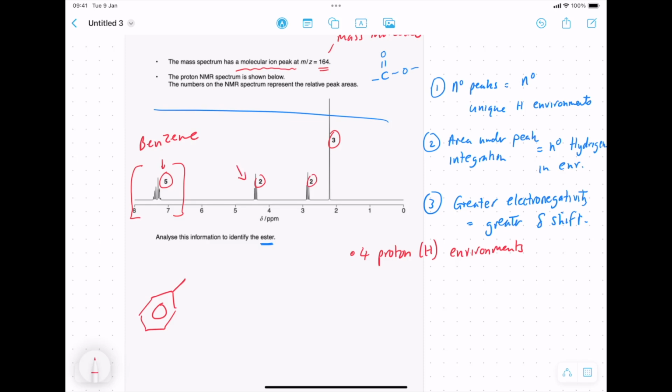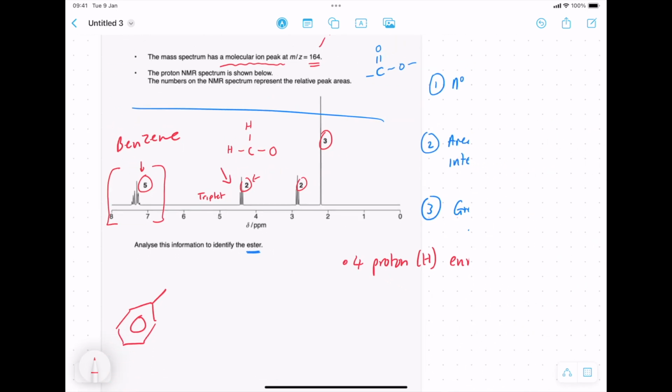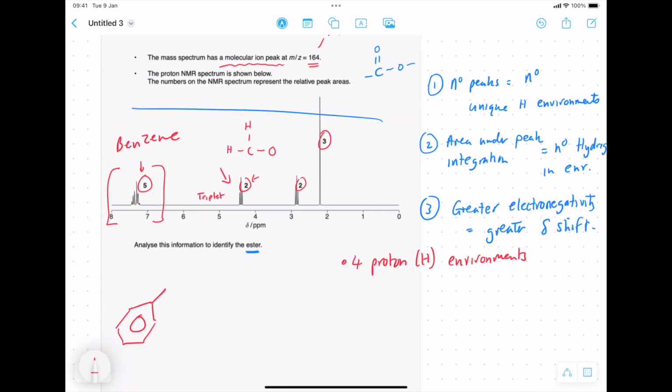Now that one there, you can see that's about 4.4, 4.5. So quite a high chemical shift. So hydrogen bonded to a carbon, which is directly attached to an oxygen. So this bit, and there's 2 hydrogens in the environment. So it could possibly be a CH2. And then it's also split into a triplet, which means it must be next to a carbon which also has 2 hydrogens. Because the splitting is caused by the number of hydrogens on the adjacent carbon. And the split is determined by the n+1 rule. So if the number of hydrogens on the adjacent carbon is 2, then 2 + 1 will make 3, which gives a triplet.